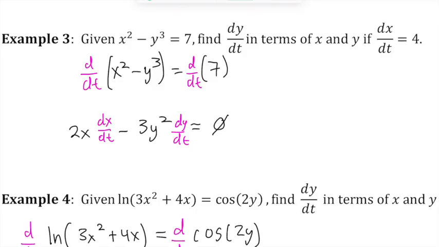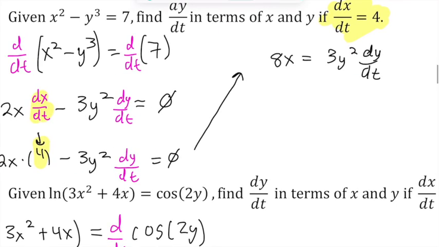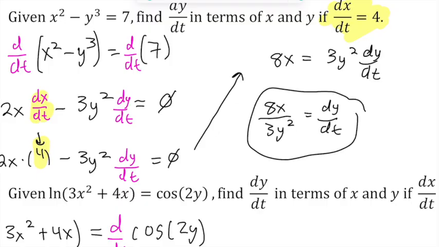this question is asking us to solve for dy/dt. So we're going to solve for this variable. And remember, we have that this one equals 4, so we can make that substitution. Okay, now solving, we are going to move this over because it's already subtracted, right? So we're just going to add this over to the other side. And 2x times 4 is 8x. And then finally, our last step is to solve for dy/dt by dividing by 3y squared on each side. And there you go. There is dy/dt.